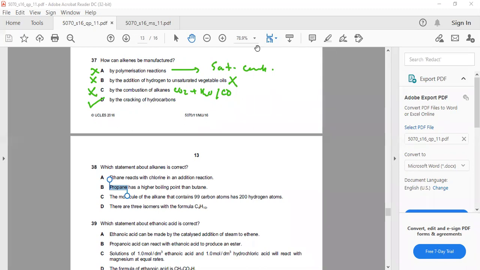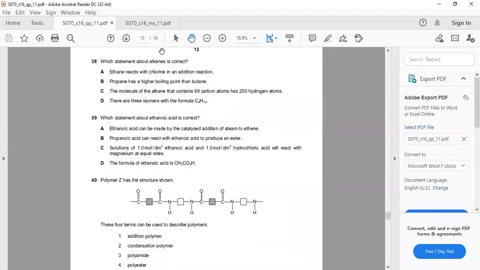38. Which statement about alkane is correct? Ethane reacts with, there is no addition reaction in alkane. No addition in alkane because each carbon is bonded with 4 atoms with the help of single bonds. So there is no addition of any other bond possible. A is wrong. B is wrong because if you go down the group in alkane, boiling point increases.